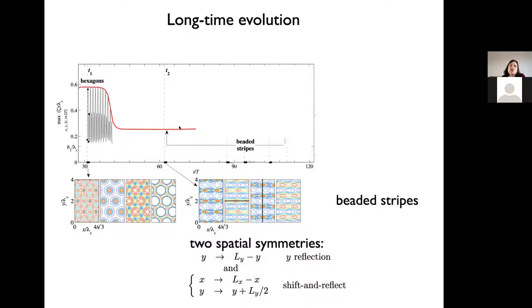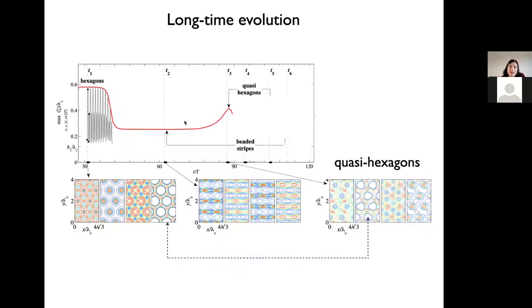Okay, now this one surely is stationary, right? Look how flat it is. Look how long lasting it is. Well, no, actually, it makes a transition again to not exactly hexagons, but something that looked more like hexagons than the stripes. This white patch is surrounded by six other white patches. Again, this is periodic in the horizontal directions. There's a vertical direction for the resolution that you don't see. So it's not quite hexagonal, but it's kind of like that. That's why we call them quasi-hexagons, and that's what's happening here.